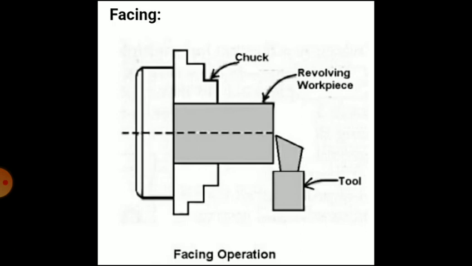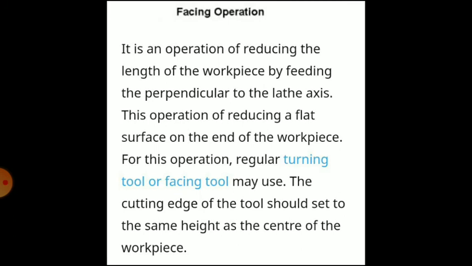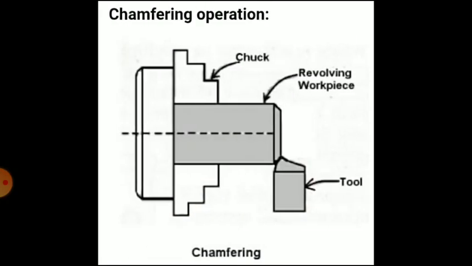Then the facing operation. It is the operation of machining the ends of a workpiece to produce a flat surface. A flat end can be produced with the help of the facing operation. It is also used to cut the work to the required length. So you can make the required length of workpiece by the facing operation. The work is made to rotate about the lathe axis and the tool is fed perpendicular to the lathe axis to get the facing operation.